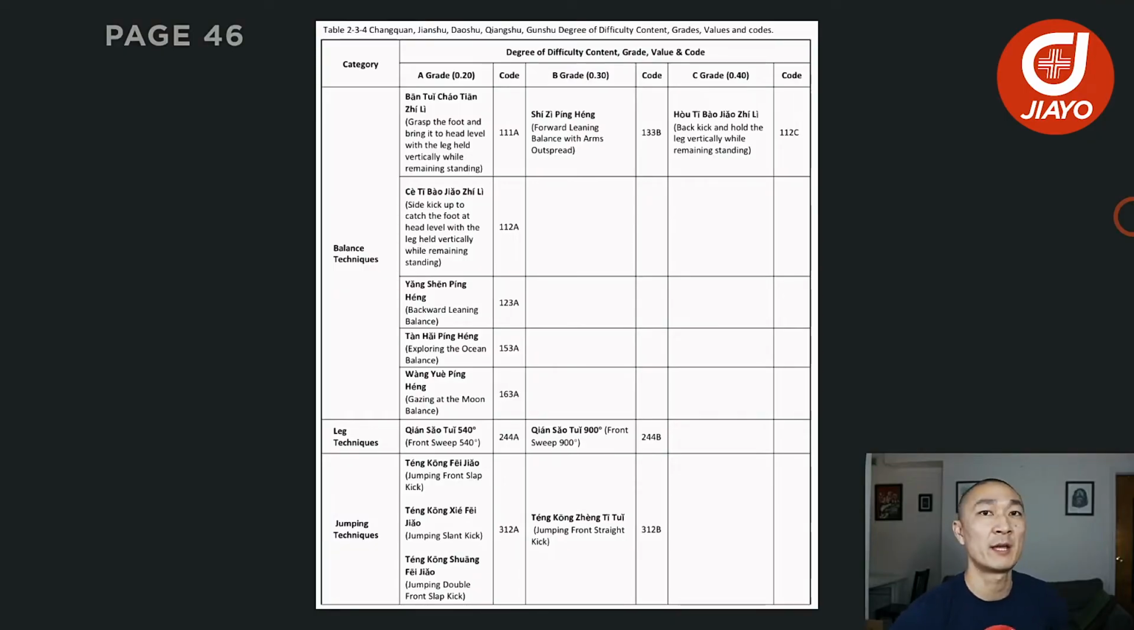Okay, here we are on page 46 of the rulebook. And this is a table for degree of difficulty content, grades, values, and codes. On the left side, we have a column showing the category of the movements. The next are the different grades of difficulty movements. The A grade, which is worth 0.2 points, B grade, which are worth 0.3, and C grade, which are worth 0.4. So each movement or group of movements has a unique code.